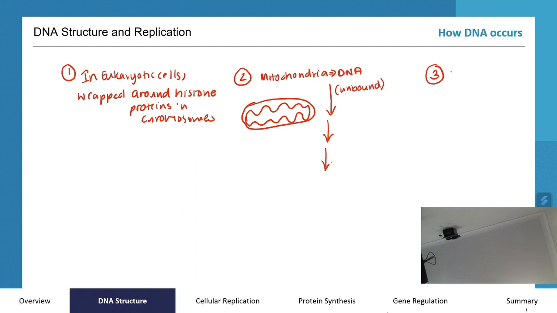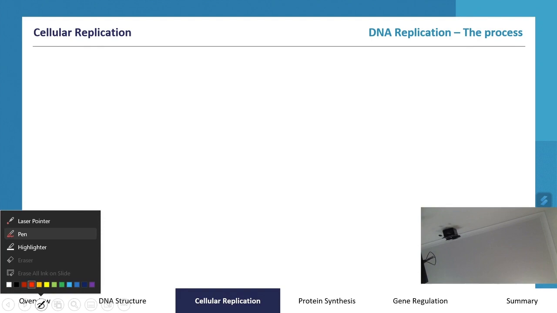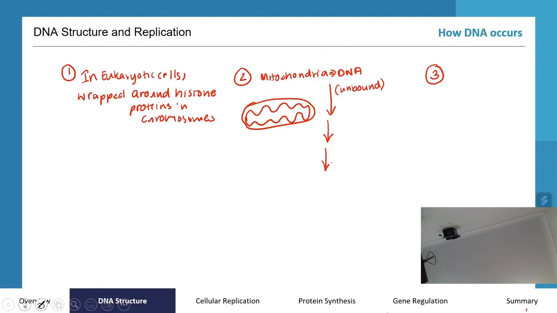The third way is plasmids and unbound DNA in the prokaryotes.